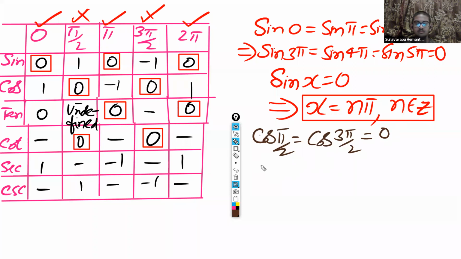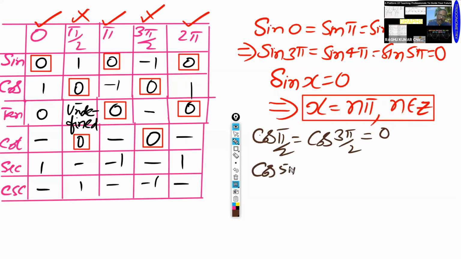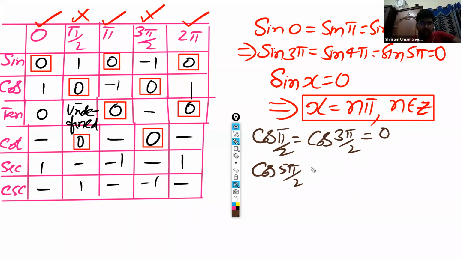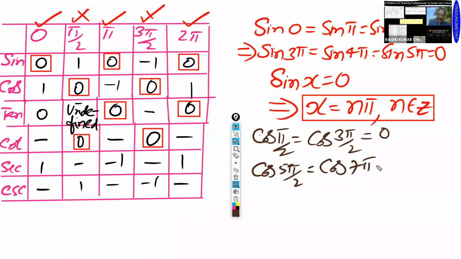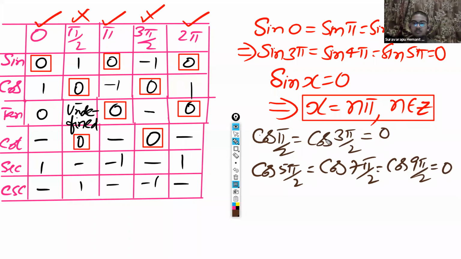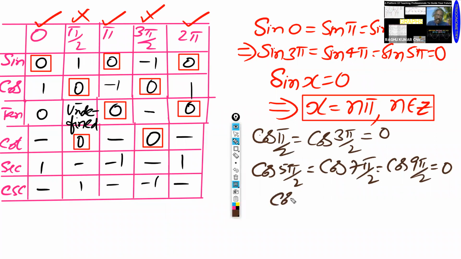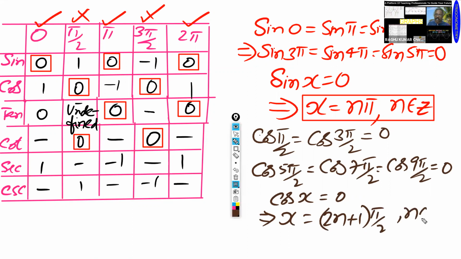My question to you, if I write cos 5 pi by 2 is equal to cos 7 pi by 2 is equal to cos 9 pi by 2, what should be its value? 0. That's correct. Why? For all odd multiples of pi by 2, it happens. So I can now conclude that cos x is equal to 0 implies your x must be an odd multiple of pi by 2, (2n plus 1) into pi by 2, where n belongs to Z.